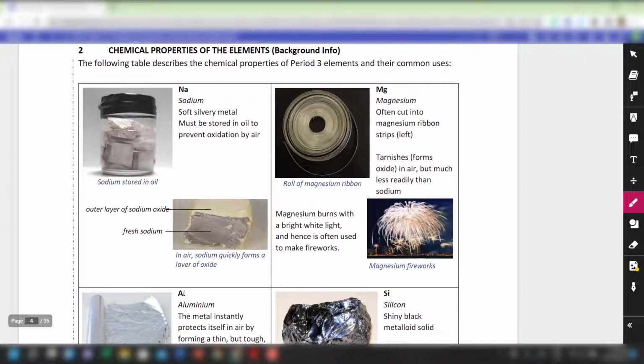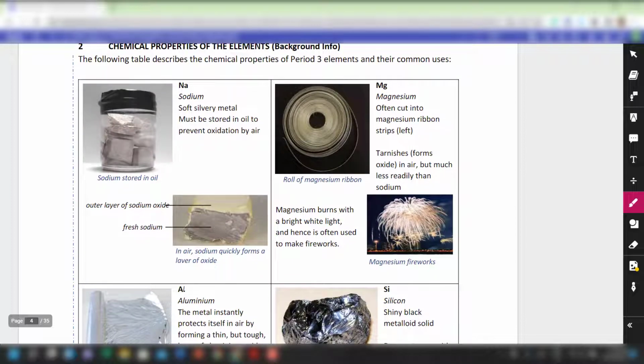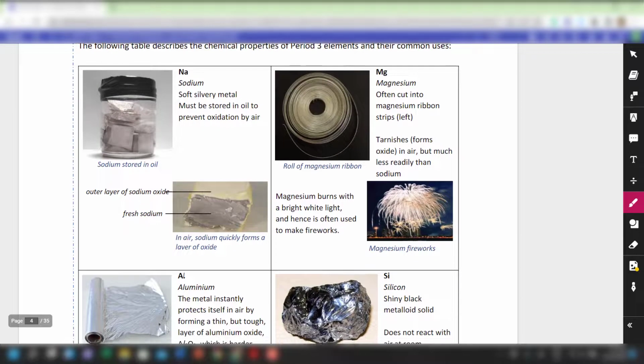Sodium, as you have learned in secondary school, is a very reactive and soft metal, so it must be stored in oil in order to prevent oxidation by air. So usually there will be a layer of oxides found on the surface. Normally before we use it, we will use a knife to cut it open. Usually a pen knife will do, and then we'll just expose the sodium surface, and then we use it for reaction.